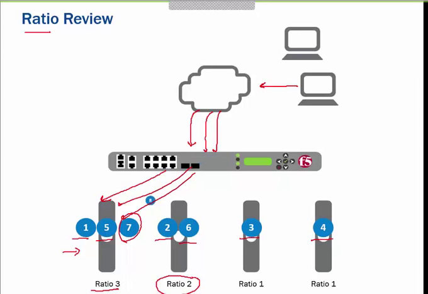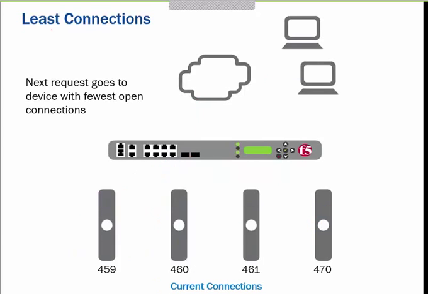Now we'll talk about the dynamic one. If we talk about the dynamic one, we have least connection, right? So what do we mean by least connection? Least connection means those servers which have the least number of connections, right? That means the new request will always go to the device with the fewest open connections, right?